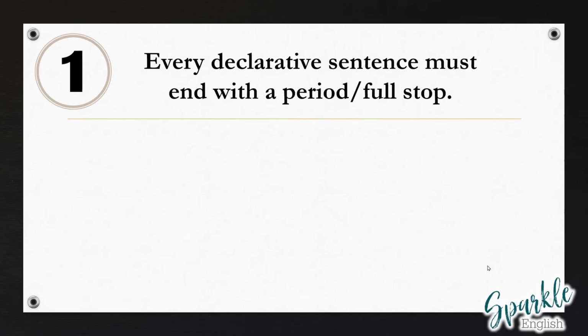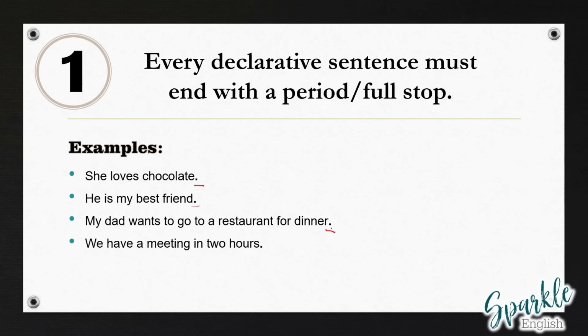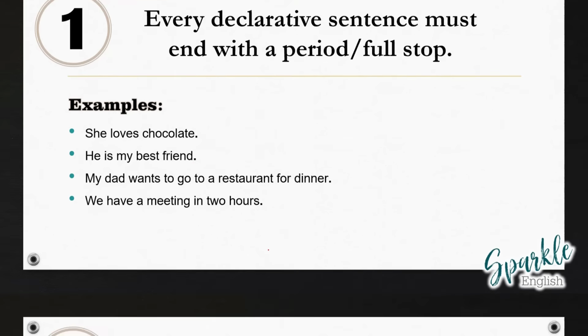Every declarative sentence must end with a period or a full stop. For example, she loves chocolate, period. He is my best friend, period. My dad wants to go to a restaurant for dinner, period. We have a meeting in 2 hours, period. So for every declarative sentence or statement, you must end it with a period or a full stop.